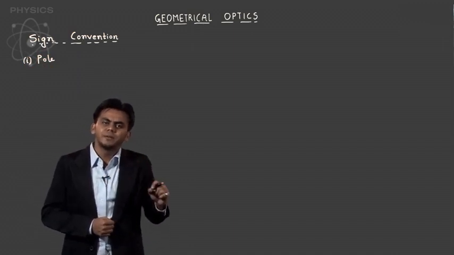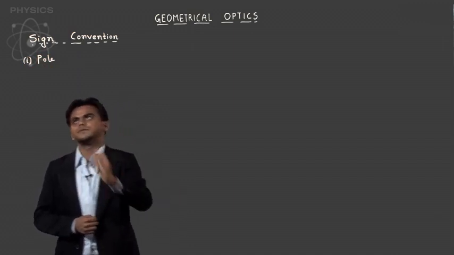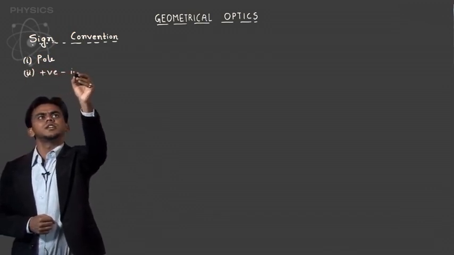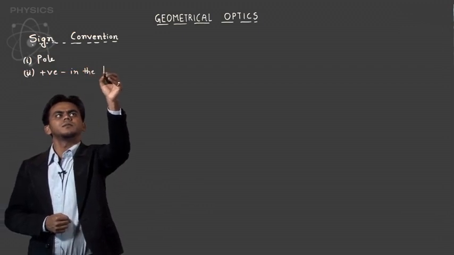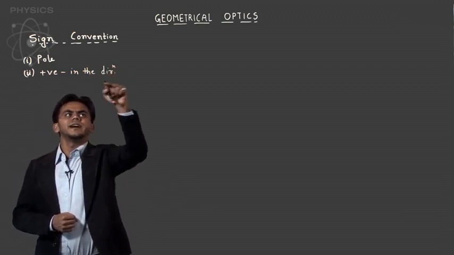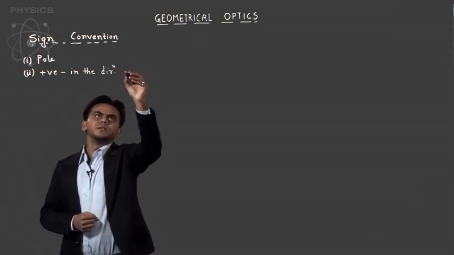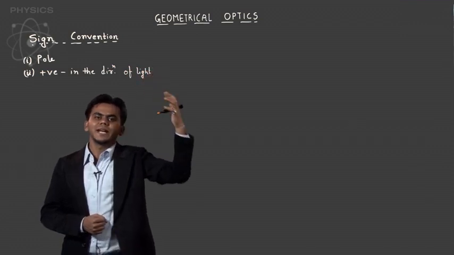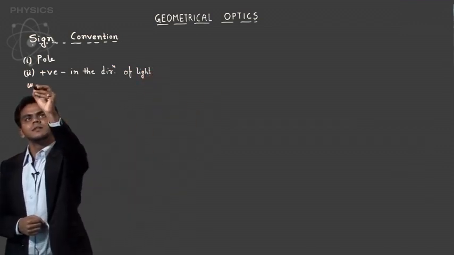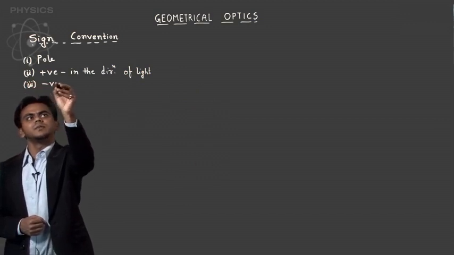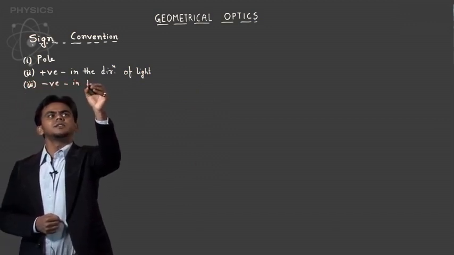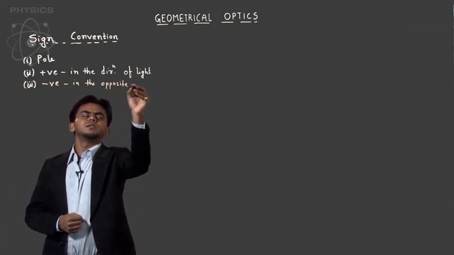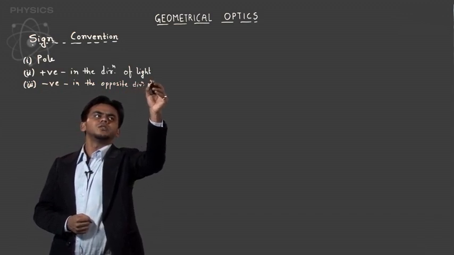In the direction of light, all the measurements are positive. So positive means in the direction of light. When I say light, it's light rays. Similarly, it's needless to say that negative would be in the opposite direction of light.